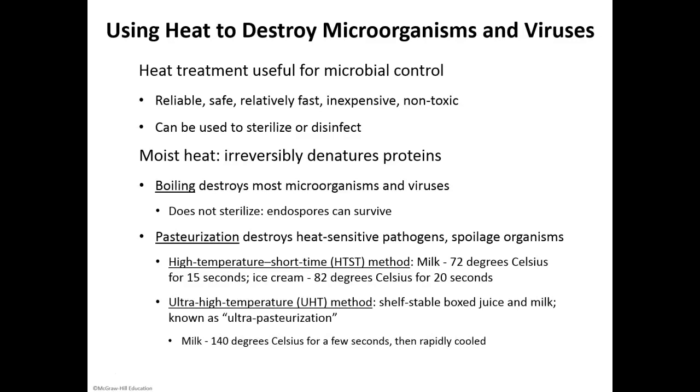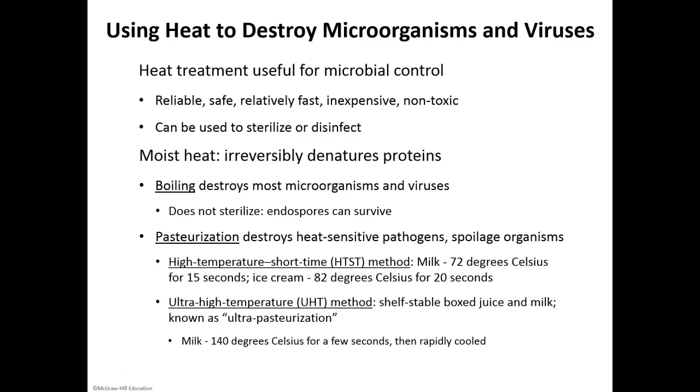Moist heat irreversibly denatures proteins. Moist heat is actually more effective than dry heat. Boiling can destroy microbes and viruses, but it does not sterilize. It cannot get rid of endospores. Pasteurization destroys heat-sensitive pathogens and spoilage microbes. Again, it does not sterilize, and cannot get rid of endospores.